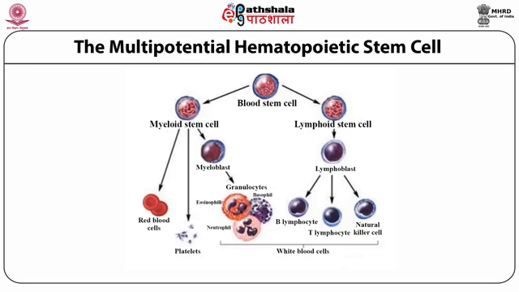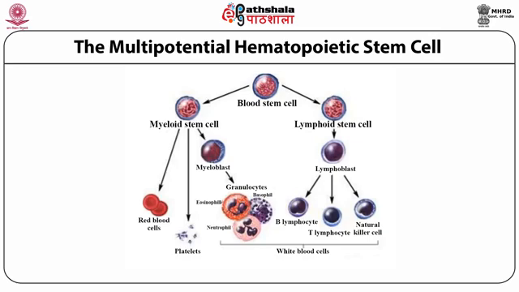Hence, the common multipotential hematopoietic stem cells are found in the fetal liver, fetal spleen, and in the bone marrow. It is in the bone marrow that hematopoiesis continues throughout life. It is how these cells replicate and seed other organs during the life of the adult.